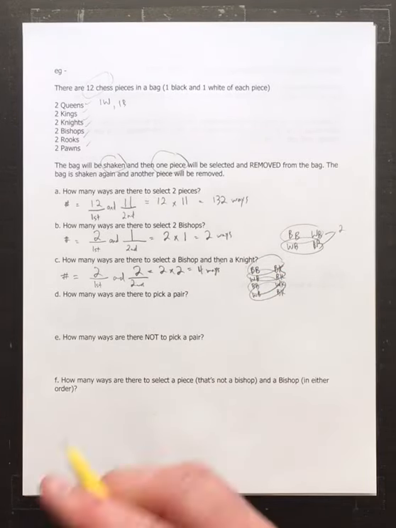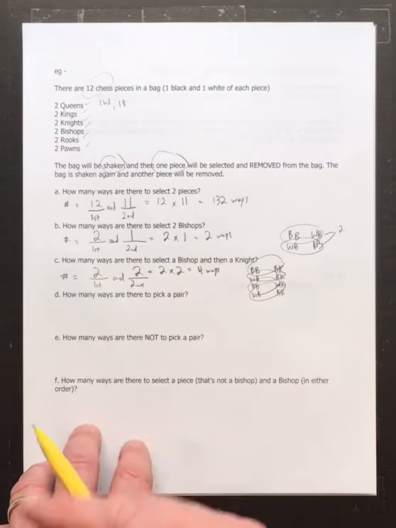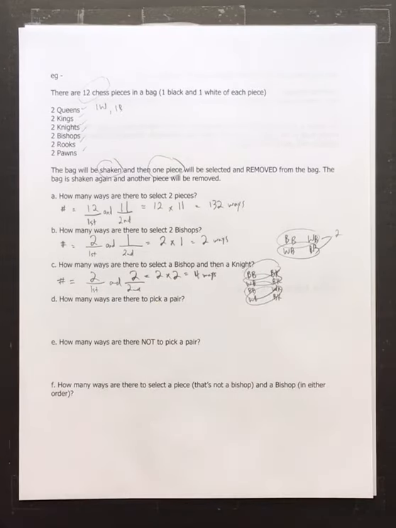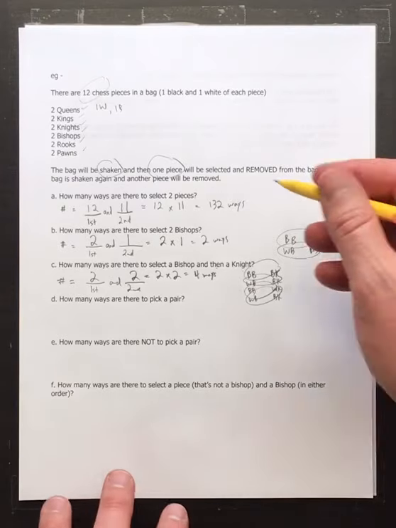Okay, so again, by creating these little slots for different things that are happening and breaking it up into small little steps, rather than drawing the whole tree diagram, it lets us do things a lot more quickly, this fundamental counting principle. This one's a little trickier, so hopefully you're okay with this.